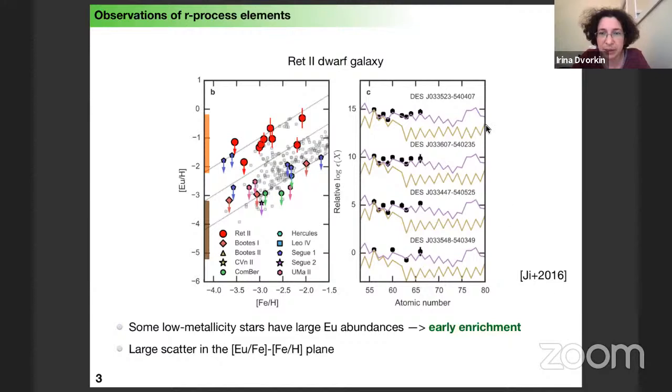Now you can also see here for 4 of the stars in this galaxy the abundance patterns for a few heavy elements. In purple they show the relative abundances for r-process elements, and in yellow for s-process elements. And what they show in this plot is that indeed the relative abundances of different elements that they could measure in the stars are consistent with being produced in an r-process and not an s-process. So this is where we should look.